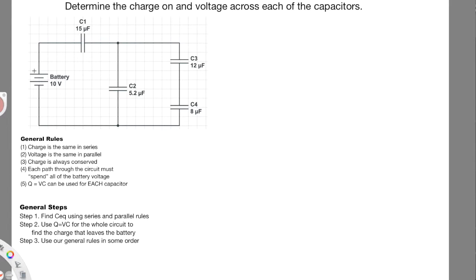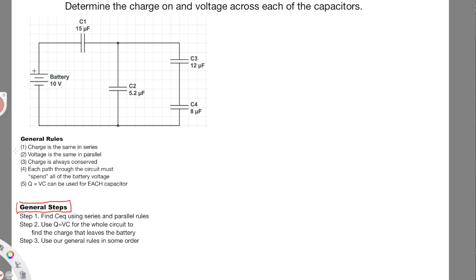When doing circuits problems like these for capacitors, we have a few general steps. So kind of our overall strategy that we're going to use, that is, first, find the equivalent capacitance using our series and parallel rules. And the second step is use Q equals VC, our main formula for capacitor circuits, for the whole circuit to find the charge that leaves the battery. And then after that, we use our general circuit rules in some order, and that order will change from problem to problem. Our general rules over here that I've numbered, so later on you can see which one I'm using at each point in time.